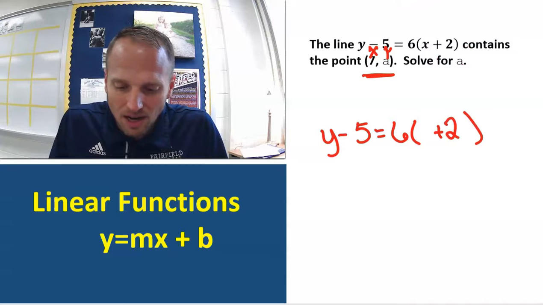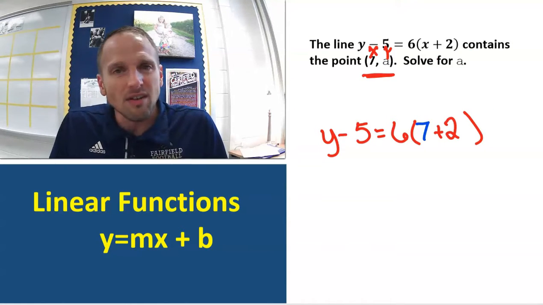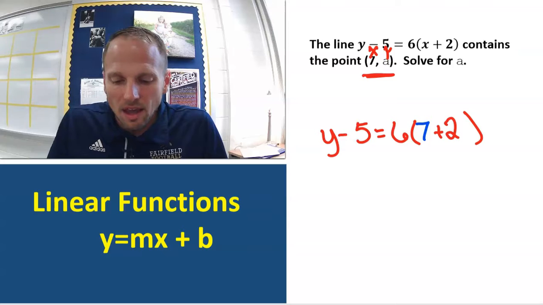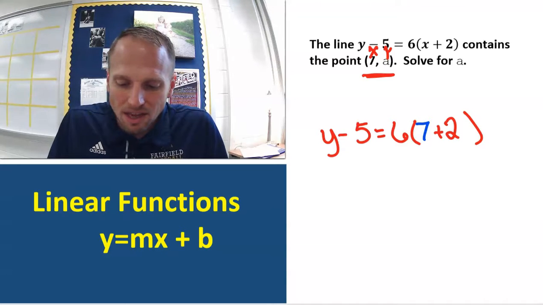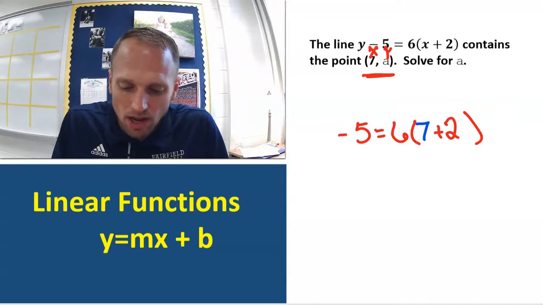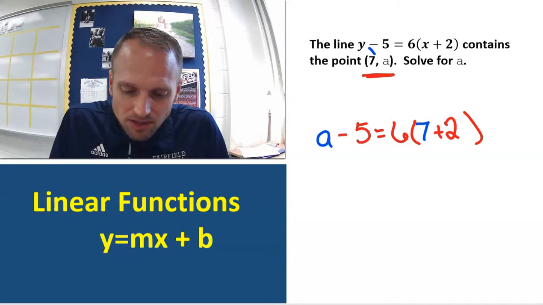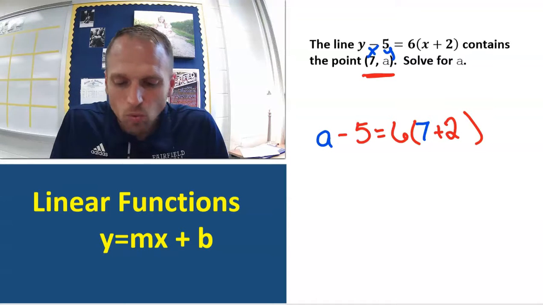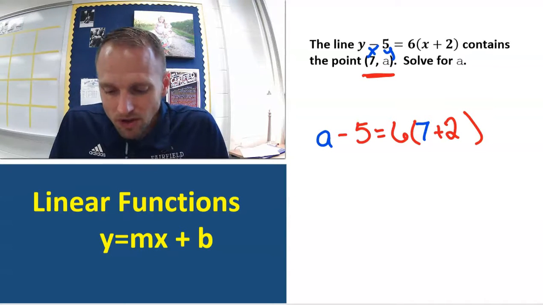That x, that's 7, right? X is the same thing as 7. So in this equation down here, I'm going to write the 7, okay? And the y is the same thing as a. So let's erase this y and sub in an a. So coming back here, all we've done is sub in the 7 for the x and the a for the y.